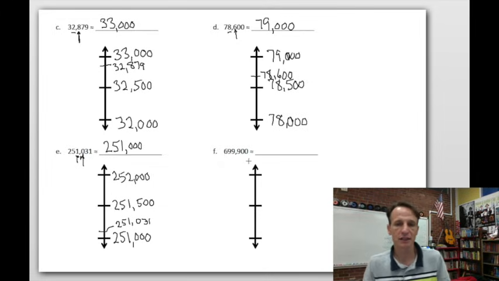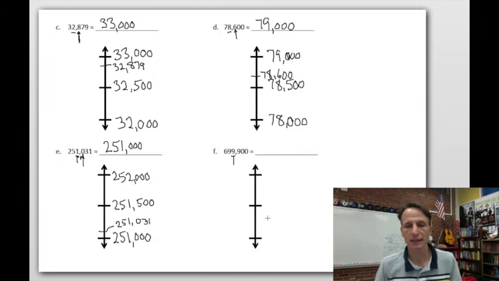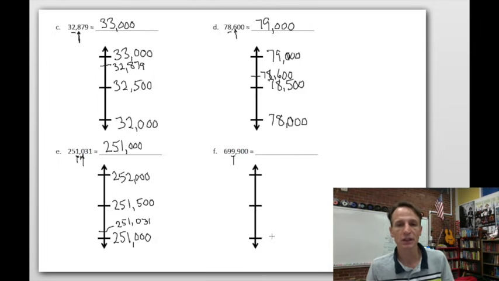Now, same thing here, but there's a little twist on this one. You will see, look in the thousands place. Okay, no problemo. We got a 9 there. So how many thousands in this number? There are 699 thousands. That's how many thousands there are.